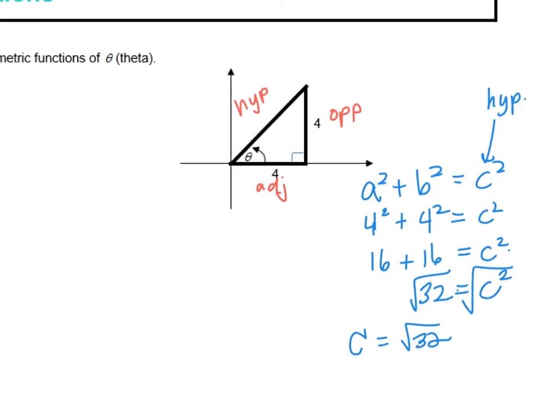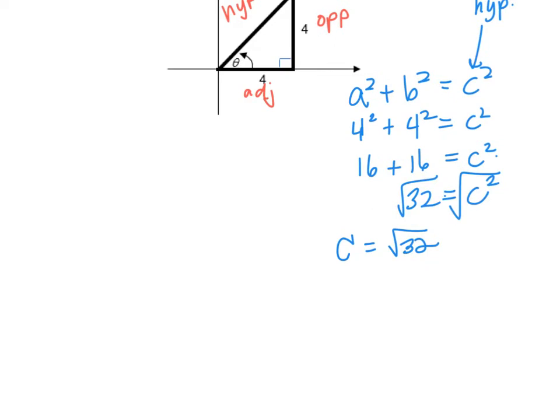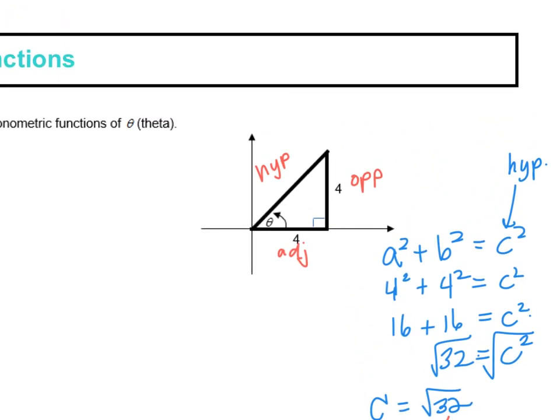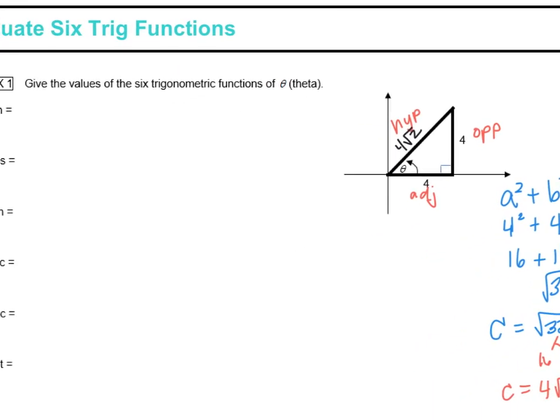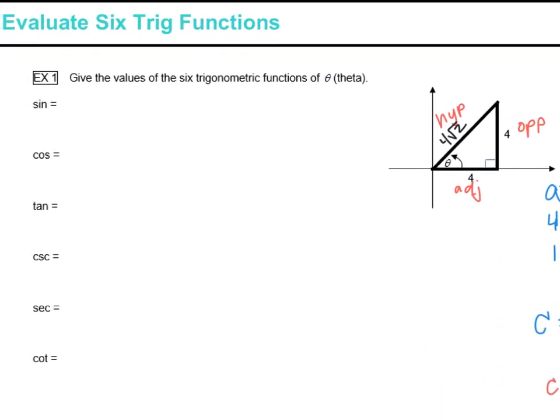But we've been dealing with radicals so long that we know we're not going to leave the square root of 32. We're going to go ahead and break that down with a 16 and a 2. So really c is equal to 4 times the square root of 2. So I'm going to go up here. I'm going to label the hypotenuse as 4 times the square root of 2. Okay, now that we know all 3 sides of our triangle, finding our 6 trig functions actually isn't that bad.